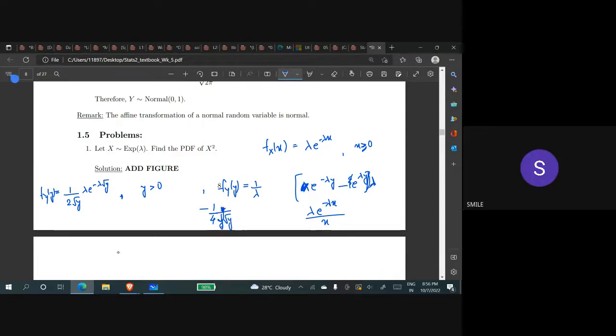Plus 1 by 2 y root y, 2 y root y in the denominator, into e to the power lambda root y. And plus, oh okay, it is one more term, plus 1 by 2 lambda root y into e to the power minus lambda root y.